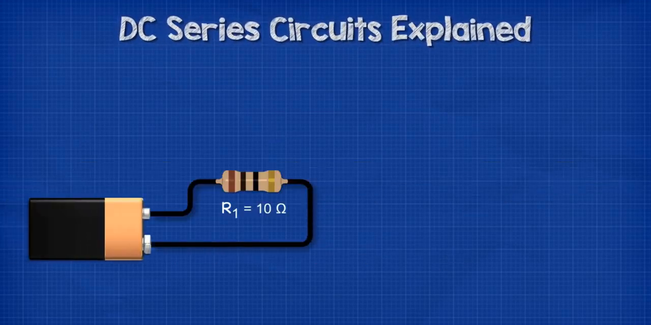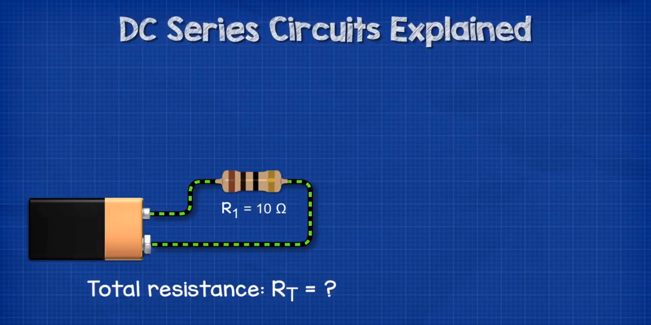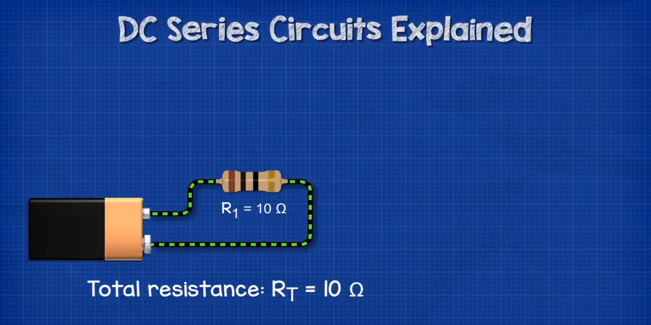Let's say we have a circuit with a single resistor. That's our R1, and this has a value of 10 ohms. So what is our total resistance? Well, that's easy. The total resistance is just 10 ohms.